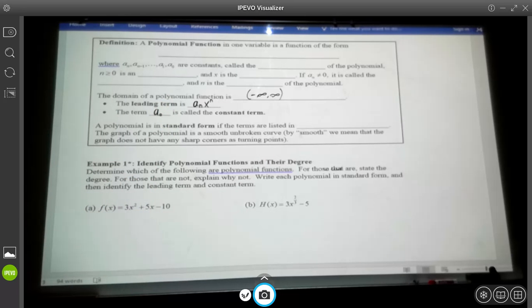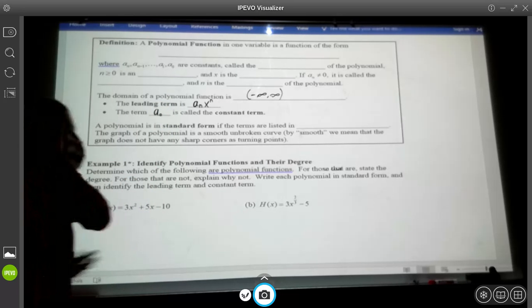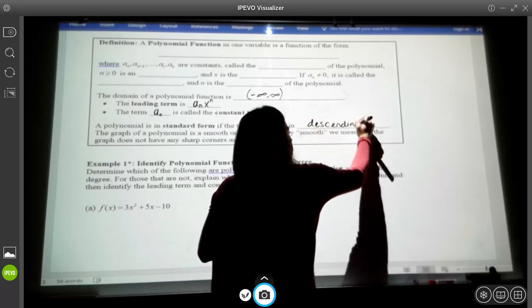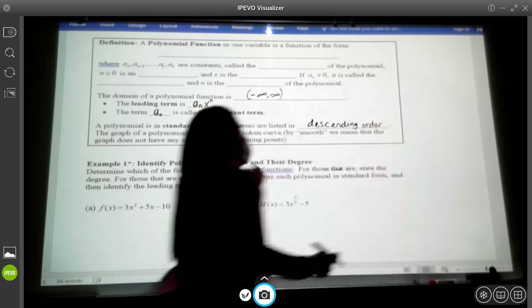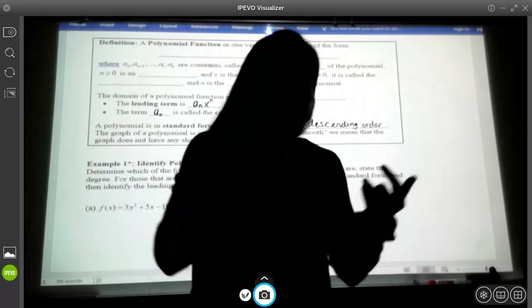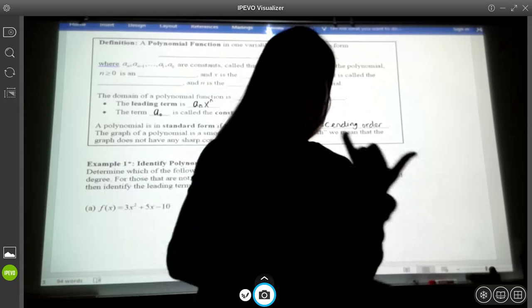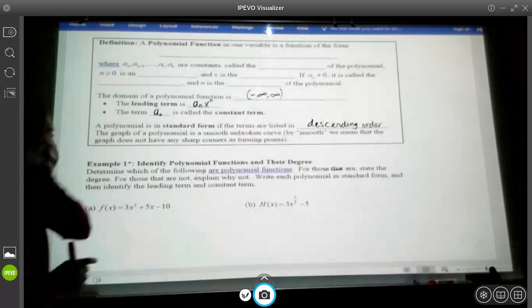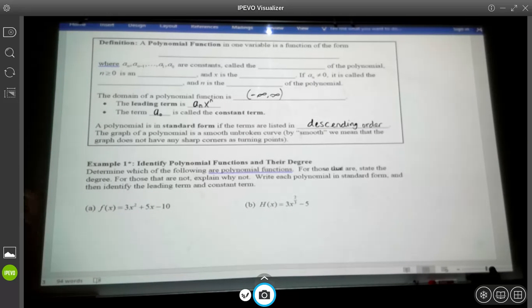A polynomial in standard form, the terms are listed in descending order. I know I filled this in, but I couldn't fit it on the board prior to this. All right, perfect. So guys, just remember, if you are a polynomial, you have no negative exponents, you have no division by a variable, you have no fractional exponents, and you have no variables under a radical. So if you look at these expressions, they want you to pick out whether or not it's a polynomial expression, and if it is, they want you to write it in standard form, if it's not already, and they want you to identify the leading term and the constant term.